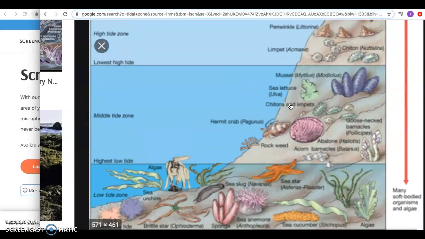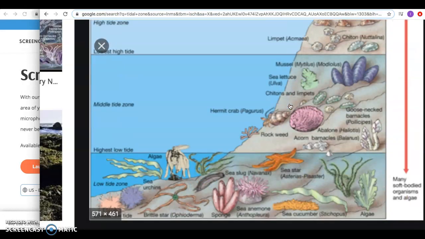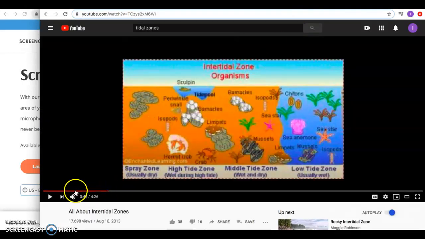So we have these zones. And so let's look at what we're going to do first. First, you're going to be watching my video. Step 2 is you're going to watch this video. It's called All About Intertidal Zones. And it's short. It says 4:26, but a lot of that is credits, so it's actually less than 4 minutes long.